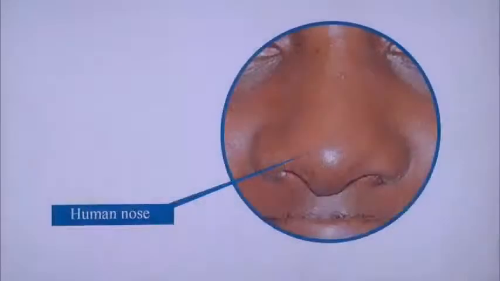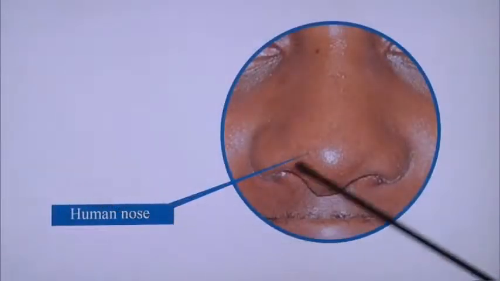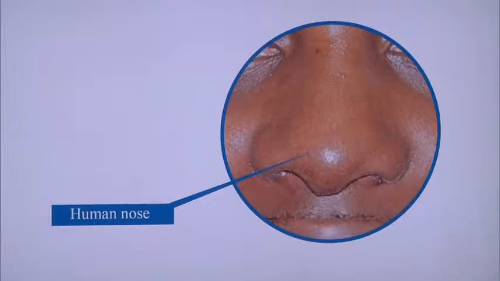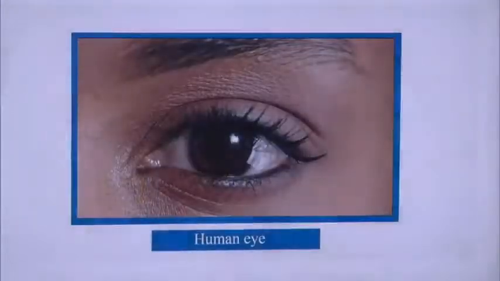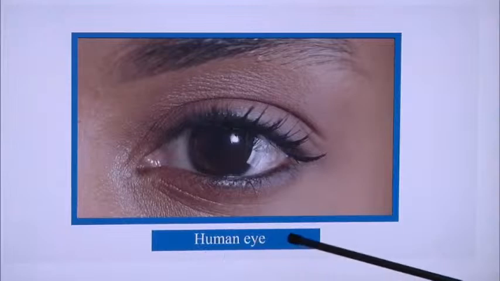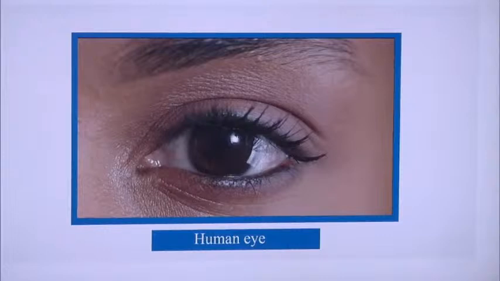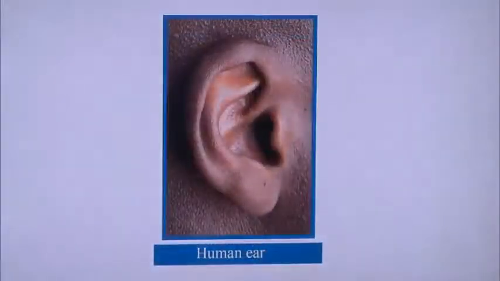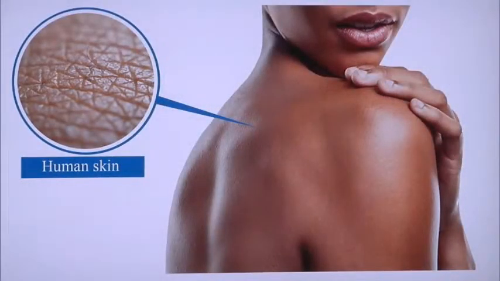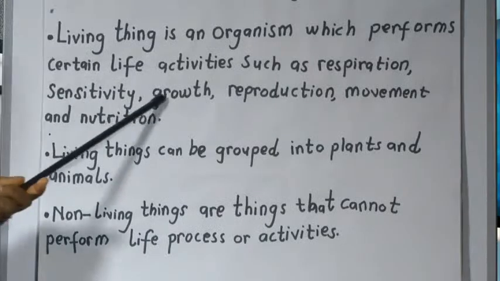Let's look at another sense organ. Human nose. Another one. Human eye. And we use the eye to do what? To see, as we have learnt it already. The human eye is for seeing. And the last one, we have the human ear. And the last one is what? The human skin. So these are the sense organs. That is what? Sensitivity. Let's look at another one, growth.